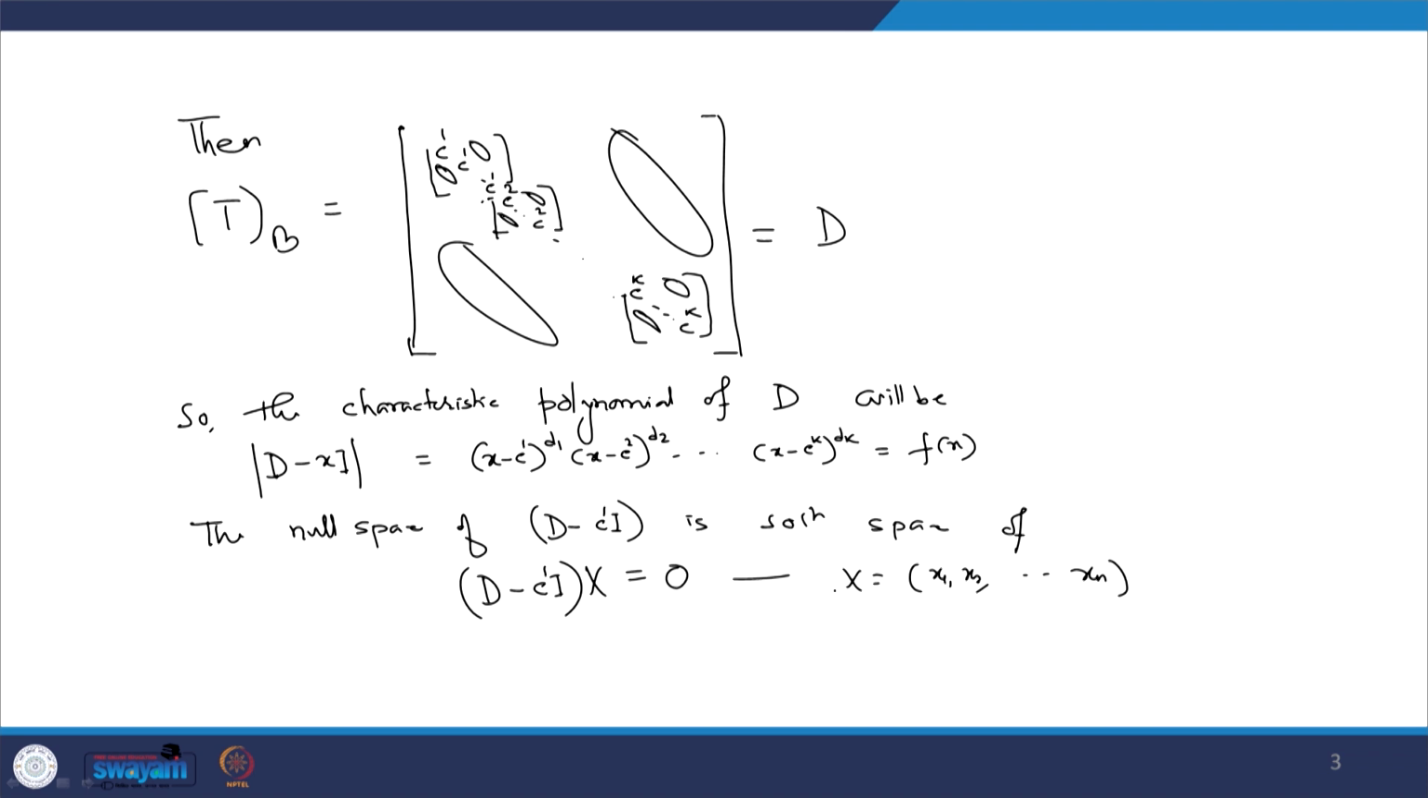So, x 1 to x D 1, I am not saying anything, but apart from x D 1 plus 1 to x n, all will be 0. So, this implies I am getting exactly D 1 number of free variables in the solution of D minus C 1 I x equal to 0. This implies if W 1 is the solution space of D minus C 1 I x equal to 0, then the dimension of W 1 will be the number of free variables, that is exactly D 1, where all other entries are 0.